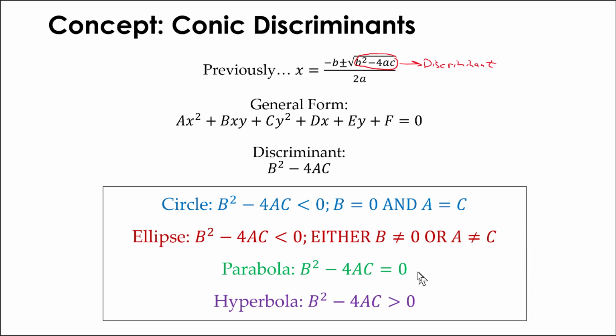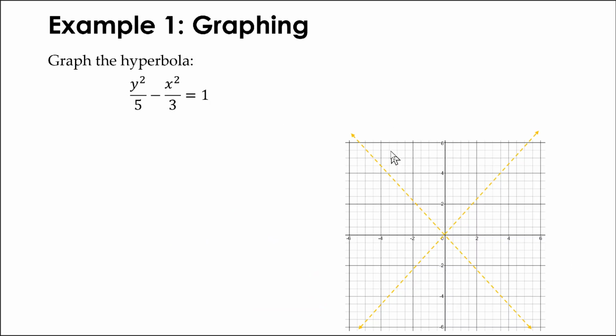If my discriminant equals 0, then I know I have a parabola, and if it's greater than 0, then I know that I have a hyperbola on my hands. So those are our concepts here. Let's go ahead and get into our examples. First one, we're going to graph our hyperbola given this equation.